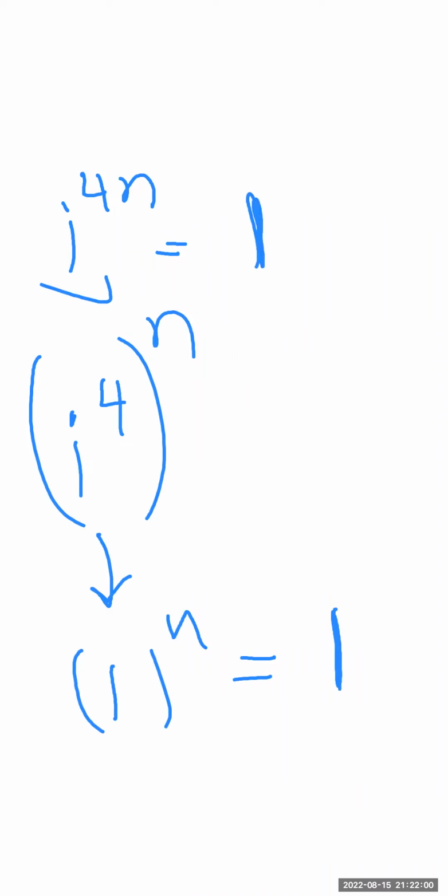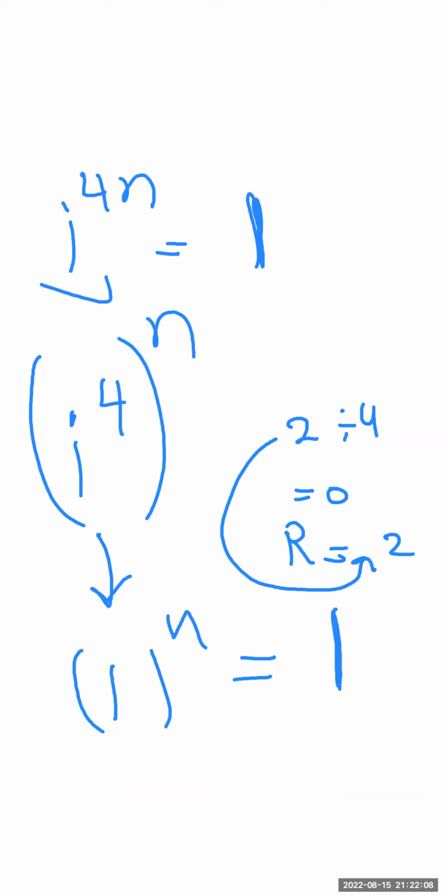Okay, 4n plus 2. Now divide the 2 by 4. It will equal 0, and the remainder equals this number, 2, because 2 is not divisible by 4. Okay? It will be the same for plus 3. Divide 3 by 4 equals 0, and the remainder is 3. Now it becomes more clear or not yet?